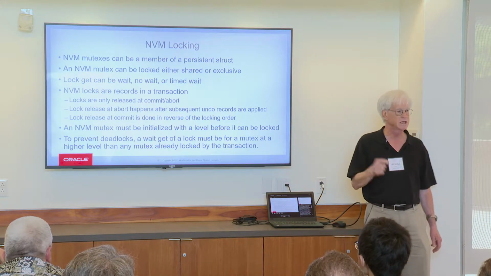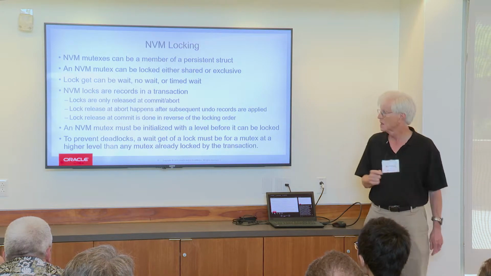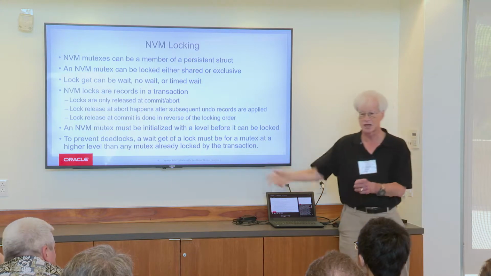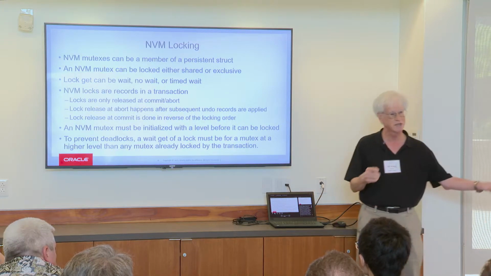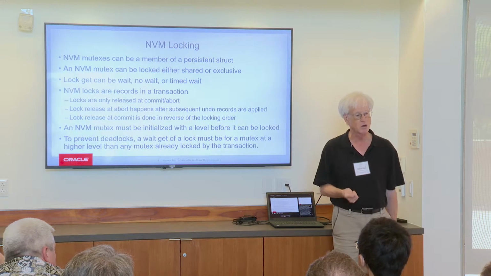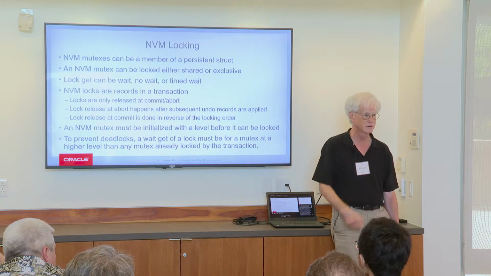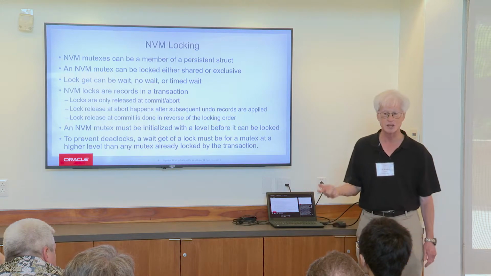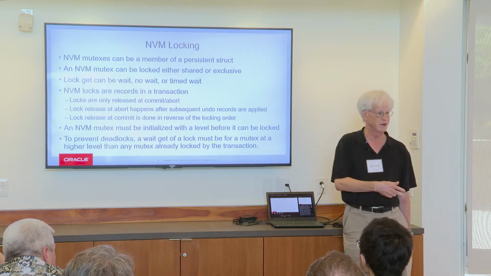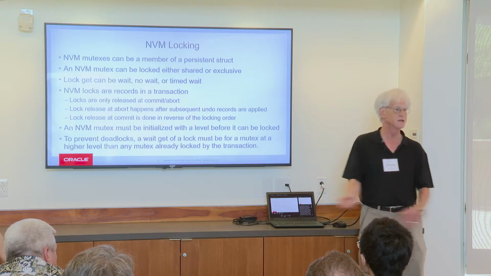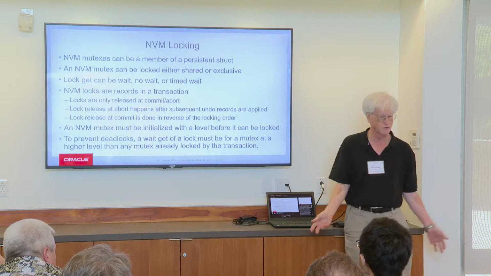Locks are only released at commit or abort. And the reason for that is that if you take out a lock on something and modify it, you're generating undo, which is a potential future store. So you've got to hold on to the lock until you're not going to do that store. In other words, when the transaction commits, you're not going to apply the undo. When it aborts, you did apply the undo, and so then you can drop the lock.